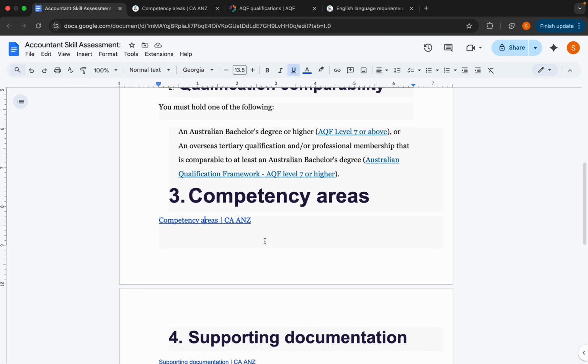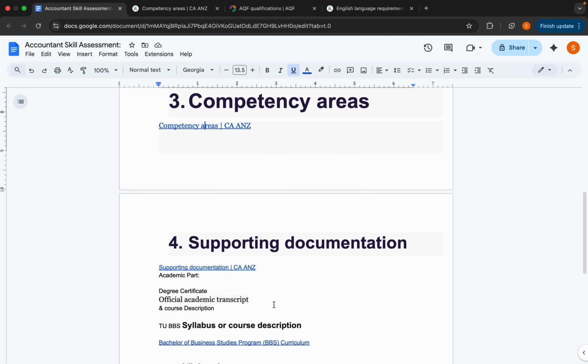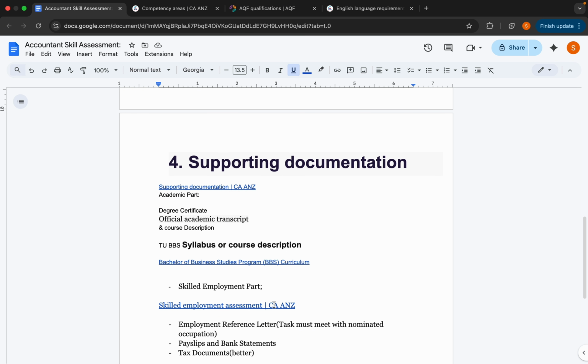Okay, so let's jump into the next one, supporting documents. What are the supporting documentation that we need to provide for, let's go for first academic part. For academic part, we need degree certificate, official academic transcript, and course description.